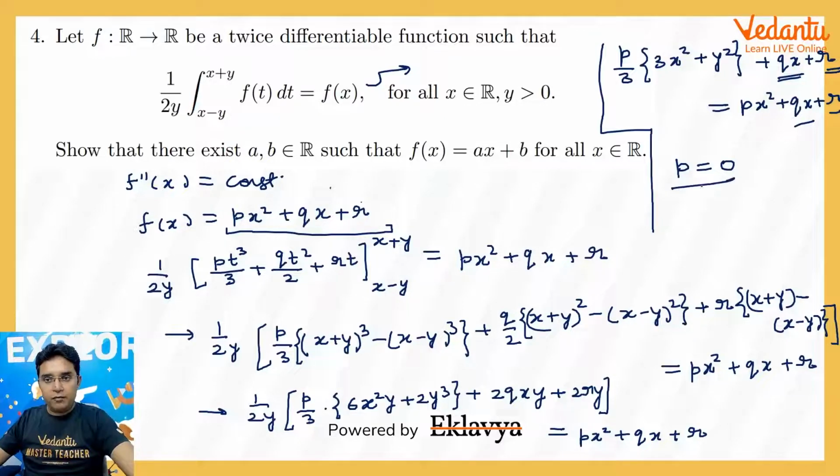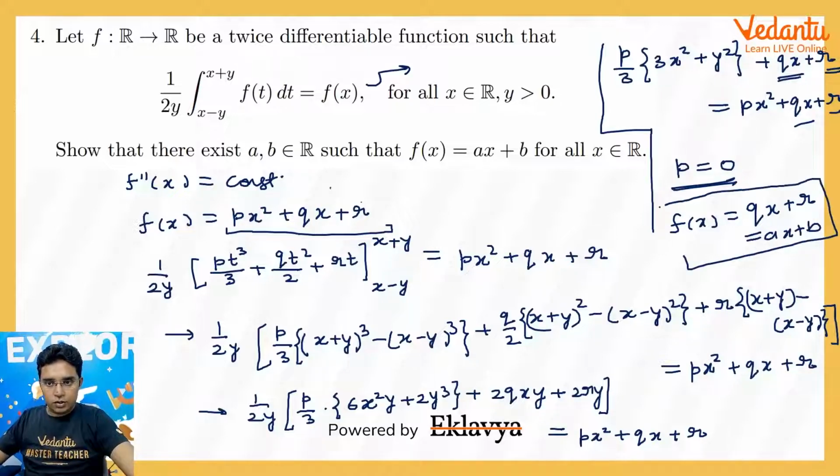Okay, so if p is 0, that means my f(x) is actually a qx plus r form, or you can say ax plus b form, that is linear. So I think this completes the solution of this question.